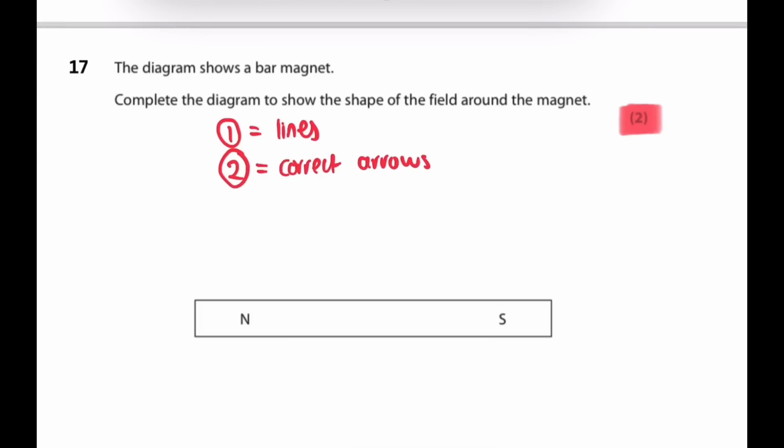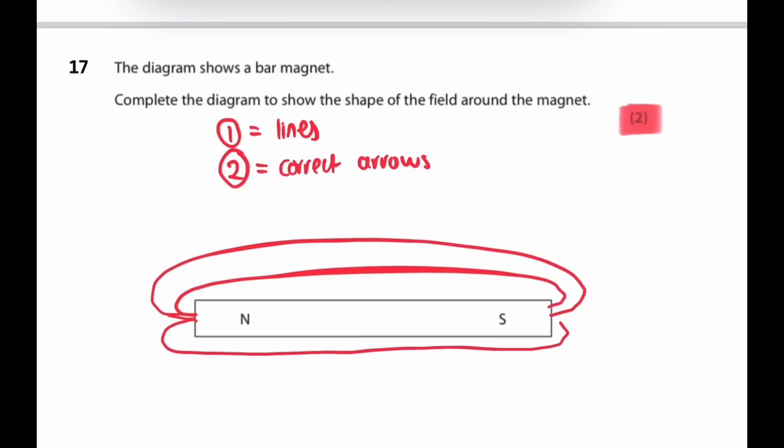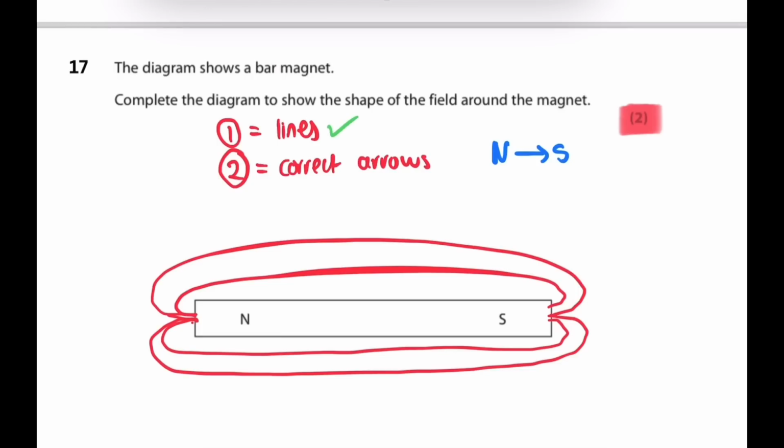So first let's draw the lines. It's going to look something like this, and you're going to do the same for the other side. I would recommend you do around 4 lines. And remember, it goes from north to south. So we got our first mark, and now we need to do the correct arrows, so north to south. It's going to look something like this.